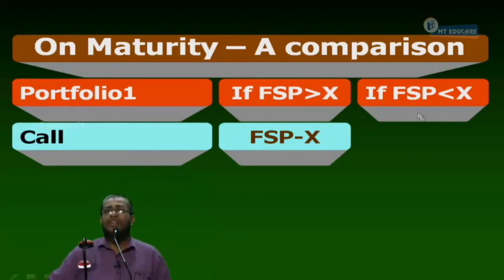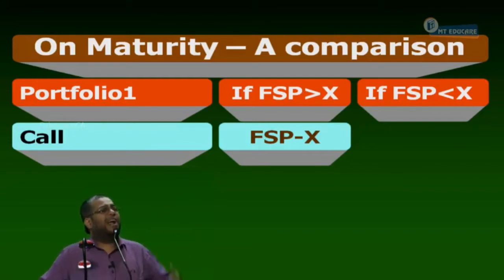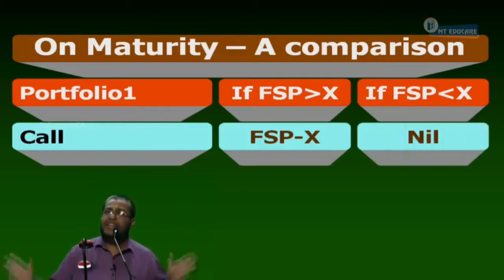Now, suppose FSP is less than the strike price. When I exercise or lapse? Lapse. When the call lapses, what is the worth of the call? Nil. The call has become worthless, so the entire premium is a waste. It is nil. Yes or no?